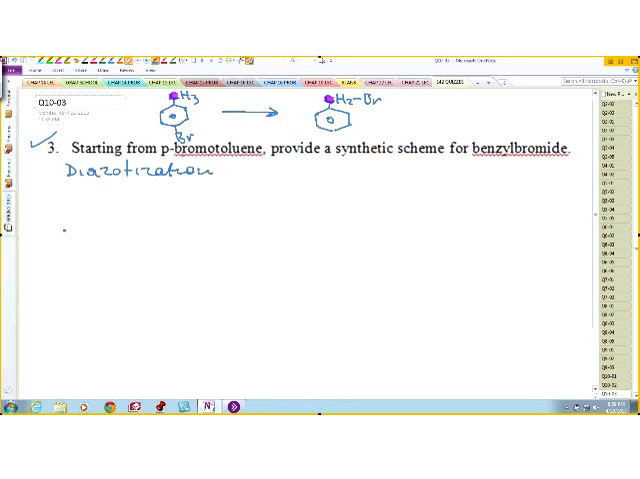Okay, so let us start. Start with p-bromotoluene. Okay, what is the first thing you want to do? You want to do this part first. Okay. NBS. NBS will replace one of the benzylic hydrogens here with a bromine atom.